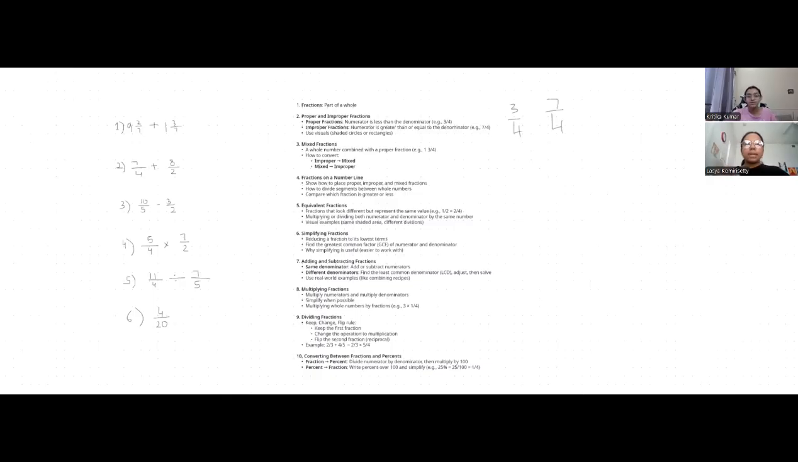So now we can move on to mixed fractions. For mixed fractions, you have a whole number combined with a proper fraction. Example, 1, 3 over 4. So you write it like this: 1, 3 over 4. You usually write it like this to better look at the whole number and the fraction.